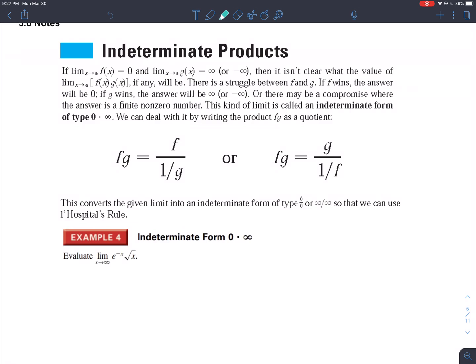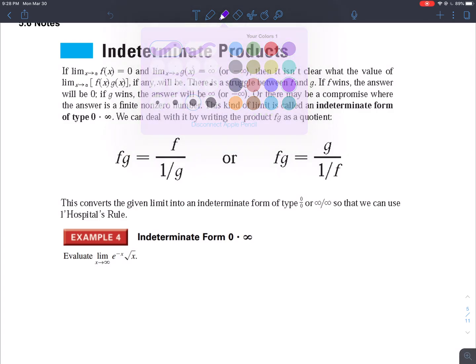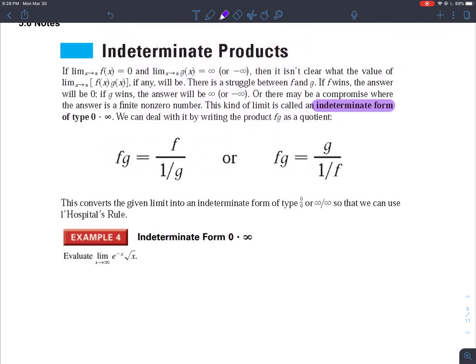The first paragraph begins by saying, assume that the limit as x approaches a of f of x equals 0, and the limit as x approaches a of g of x equals infinity, or negative infinity for this g of x limit. Then it wouldn't be clear what the limit of the product of these two things would be. We would be just looking at what we call an indeterminate form of type 0 times infinity, because the limit of f is 0 and the limit of g is infinity.